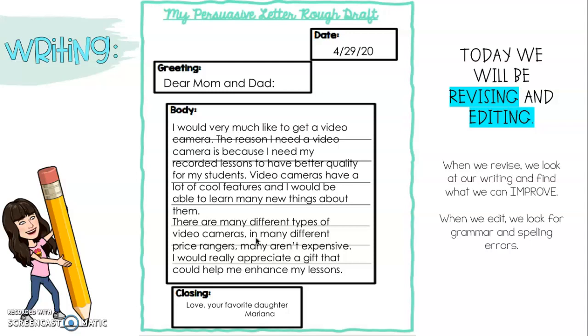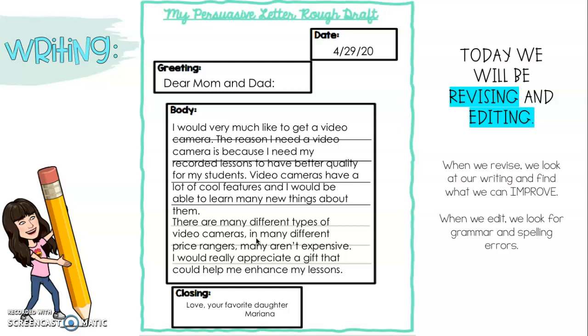When I think about a way to convince my parents, I think about what they would be worried about if they buy a video camera. They might be worried about how expensive it is. So I'm going to try to persuade them by letting them know that video cameras are not that expensive, that there are many different types of video cameras, and how having a video camera would help me with my work.